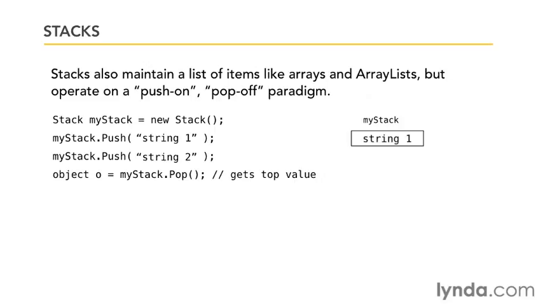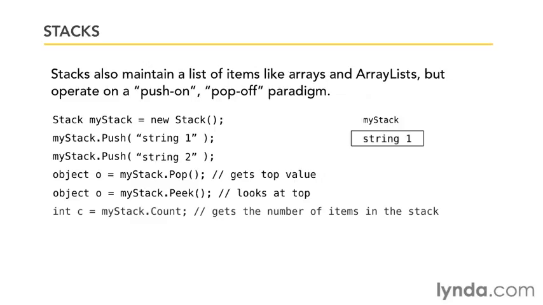Now the value of O is string2. If I wanted to just see what was on top of the stack without changing it, I would use the peek method. This looks at the top value, but doesn't actually pop it off. And then finally, I can see how many things there are on the stack by asking the stack's count property how many things there are. In this case, it will tell me that there's one item on the stack.